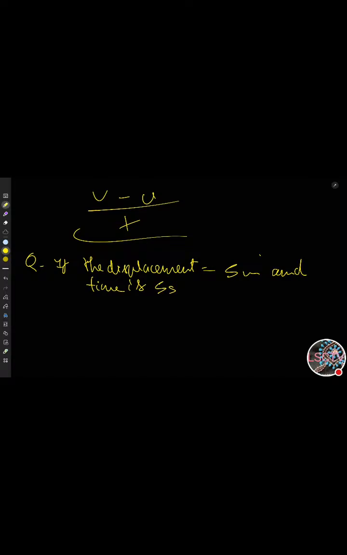Let me just continue with this. I don't want to waste the time now, especially when it's 9:03. So, if the displacement is 5 meters and the time taken to cover that displacement is 5 seconds, find the velocity and tell me.